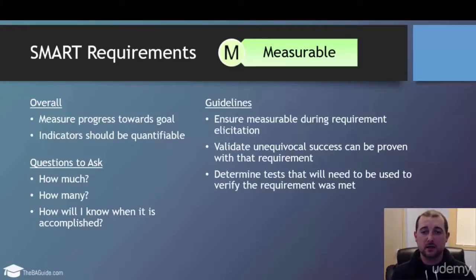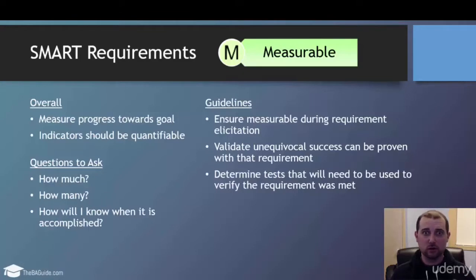So your guidelines: you want to ensure that it's measurable during the requirement elicitation. Don't wait for the testing phase of the project to then go back and say, okay, how can I measure this requirement? You're doing it completely wrong, and it's going to be near impossible for you to validate because you're going to come up with some measurement that the business may or may not agree to. You want that requirement in itself to be measurable. The next thing is what we kind of talked about. You want to validate the unequivocal success and make sure that can be proven.